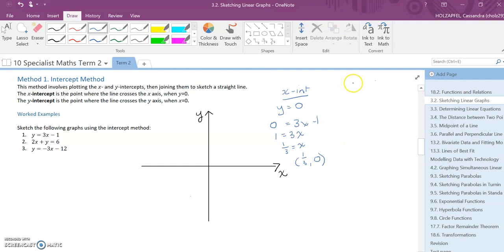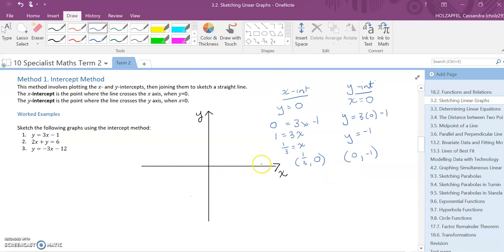Now we're going to do the same thing with the y-intercept. Since the y-intercept is where it crosses the y-axis, this is the point where x is equal to 0. So let's write that in, x = 0. For this one, we should already be able to see, because this is in slope-intercept form, that the y-intercept should be -1. But let's just prove it. y is equal to 3 lots of 0 minus 1, so therefore y = -1. So we have 0 as our x-coordinate and -1 as our y-coordinate.